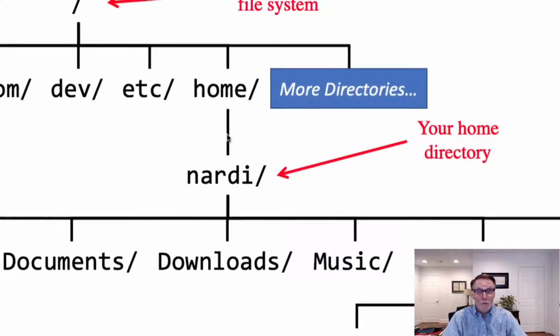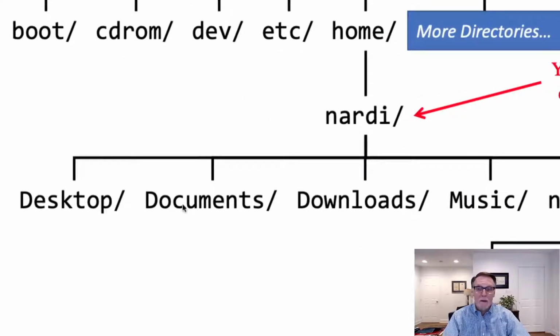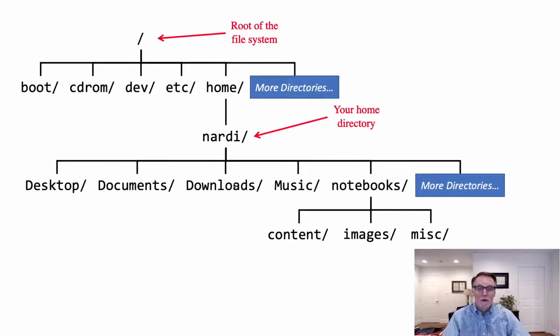And within the home directory in Linux, there are one or more subdirectories containing content for individual users on the machine. When you set your Ubuntu virtual machine up, it was probably just you as a single user, so the only directory inside the home directory will be you. In this case, it's Nardi. Within my home directory, there are multiple subdirectories. In this case, I have desktop, documents, downloads, and more. You will have these same subdirectories in your home directory on your virtual machine.